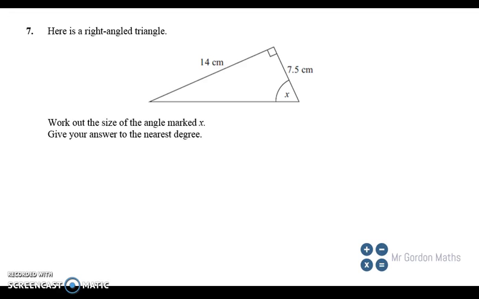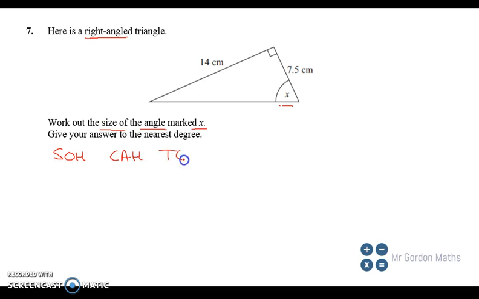Okay guys, so on question 7, we've got a right angled triangle and we are looking to work out the size of the angle marked X. So we are working out an angle. Right angled triangle, working out an angle. This is going to be trigonometry, isn't it? So it's going to be SOHCAHTOA.